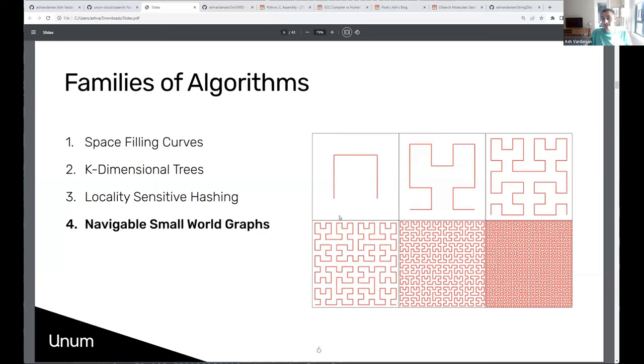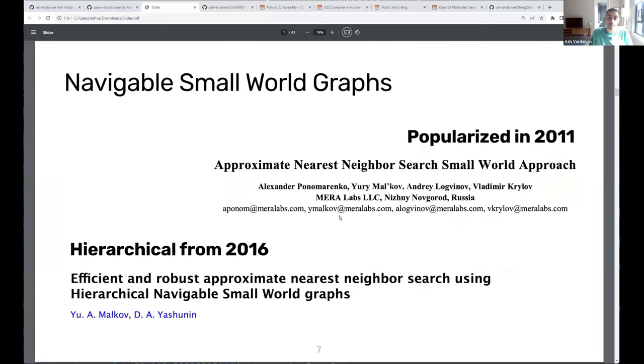And their idea is that instead of trying to reduce the number of dimensions or building up a tree, let's build up a graph, or essentially a network, where we connect neighboring points with each other. And we have a special methodology for how we do it so that it works fast and we can traverse only a small part of the graph when we search for nearest neighbors. And later in 2016, this algorithm was improved with a hierarchical approach.